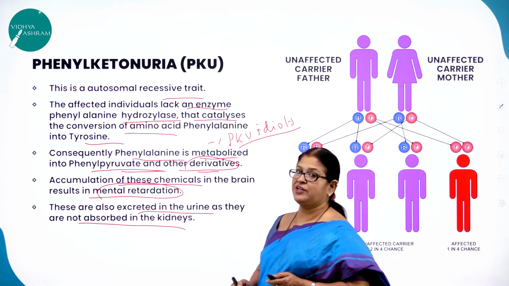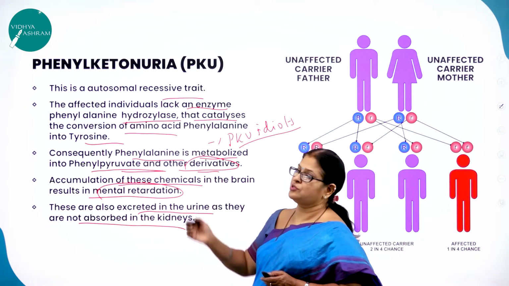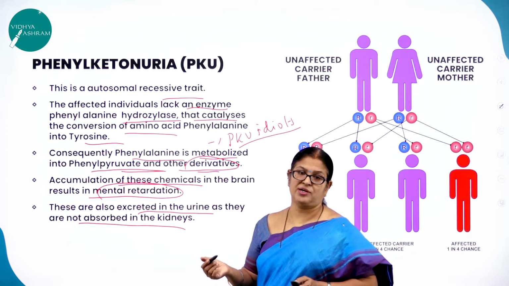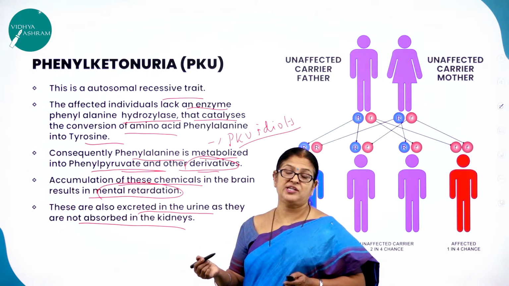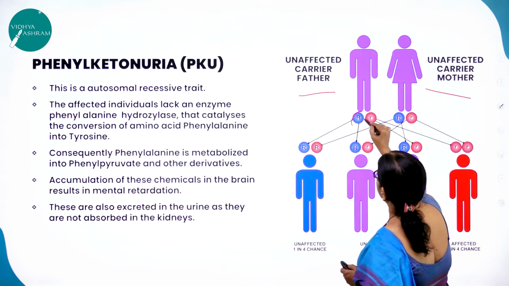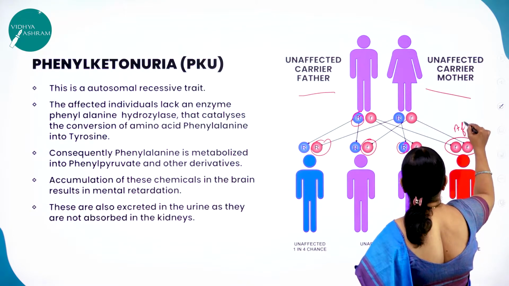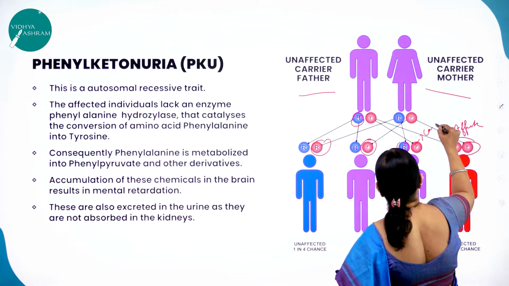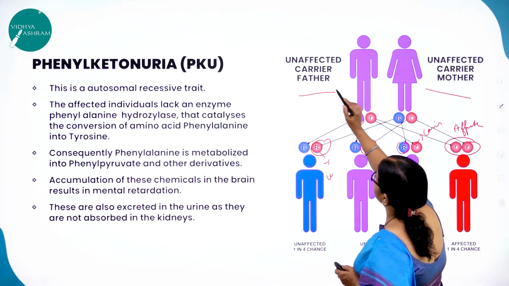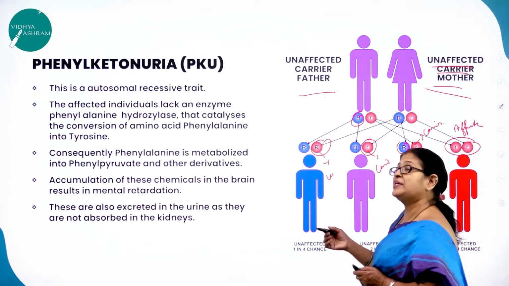So all these are very important features of phenylketonuria. As I said, this is an example of an autosomal recessive trait. It is also an example of Mendelian disorders, which are caused due to alteration or mutation in a single gene. Here you can see the unaffected carrier father and the unaffected carrier mother. In the analysis, these are the affected, and these are the carriers, and this is also a carrier, because both parents are carriers, but they are unaffected.